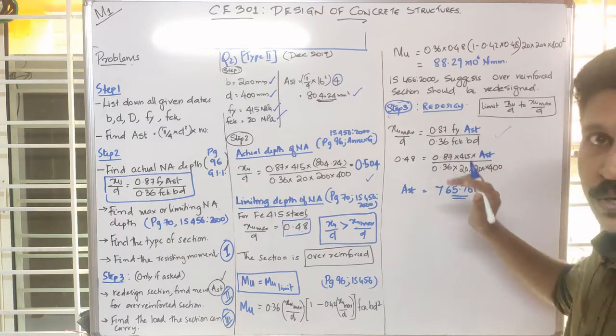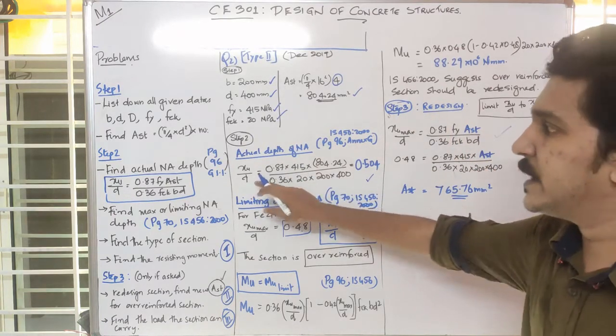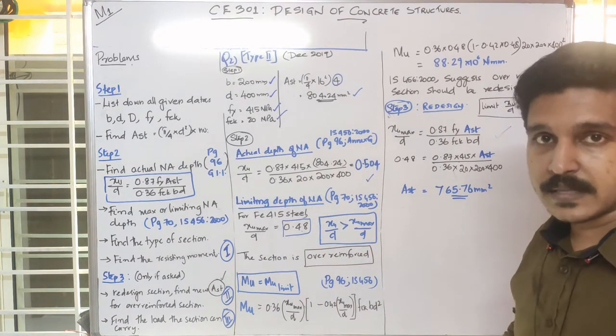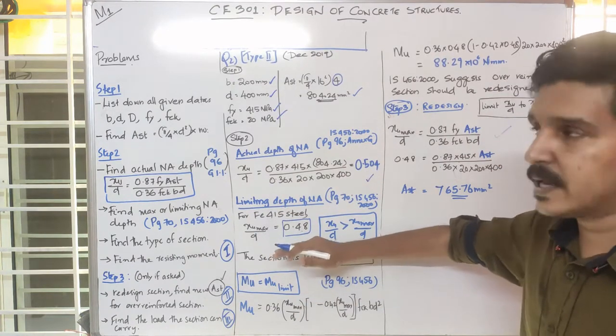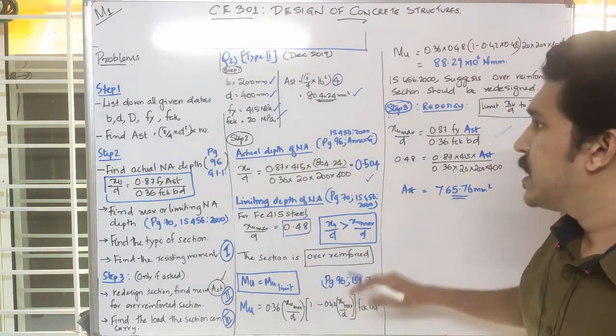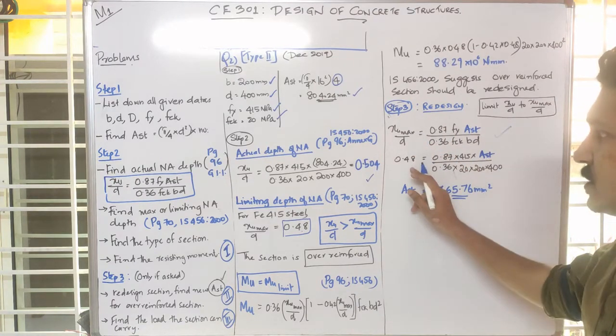I hope you understand that. Why are we doing this? Because the xu by d value is much higher than xu max by d. We can't have that because this is the maximum limiting value this structure can take, 200 by 400, that this steel can take. That is why we are limiting it to xu max by d, and the value is 0.48.